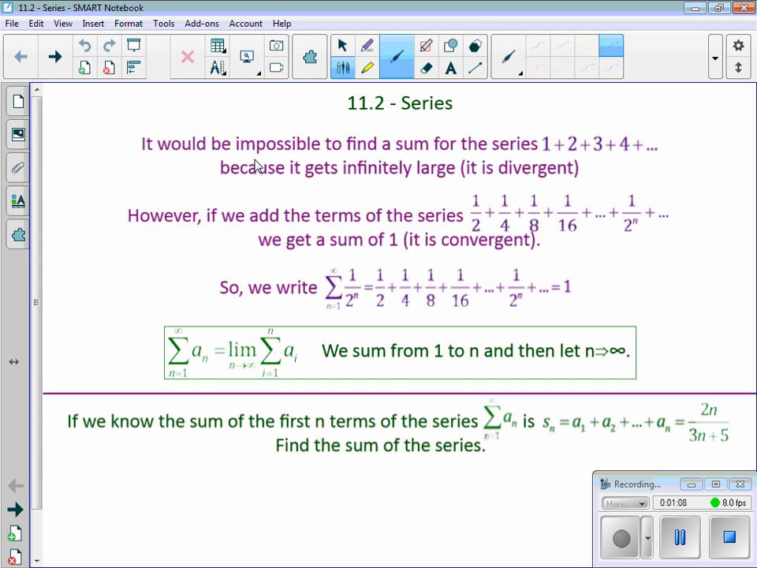So series: it may be impossible to find the sum for the series 1 plus 2 plus 3 plus 4, because these numbers keep getting bigger, right? When you're adding them up, what are they going to add to? Infinity, right? It gets infinitely large, so it's divergent. But if we do the pizza problem, where we do half a pizza, then a quarter pizza, then an eighth of a pizza, and we keep adding them up, we end up with one pizza. So that one is convergent. We can add an infinite amount of terms and have it still converge to a value.